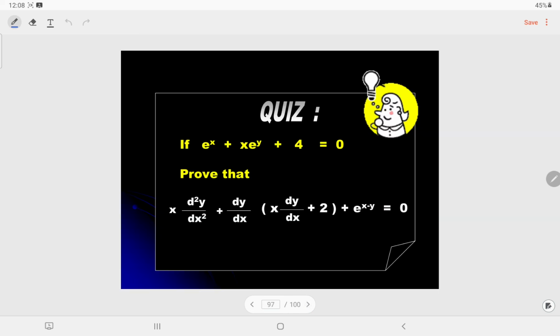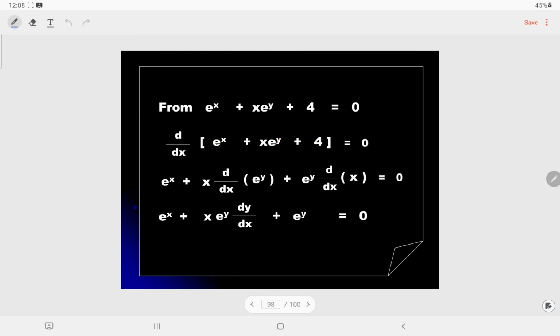Okay, this one I think you need to try to solve by yourself. For the exponential function, this one has two different variables, so this is u, this is v. Okay, you need to prove this one. You need to find the first derivative and second order derivative. So you need to solve this one.